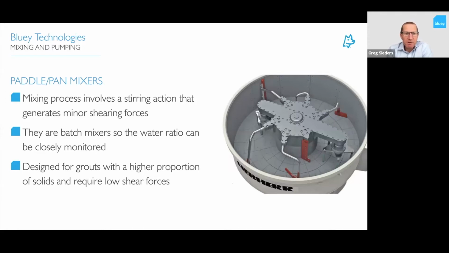So a pan and paddle mixer involves a stirring action that generates minimal shearing forces. So these are suitable for products that are designed for a high proportion of solids and require low shear forces.